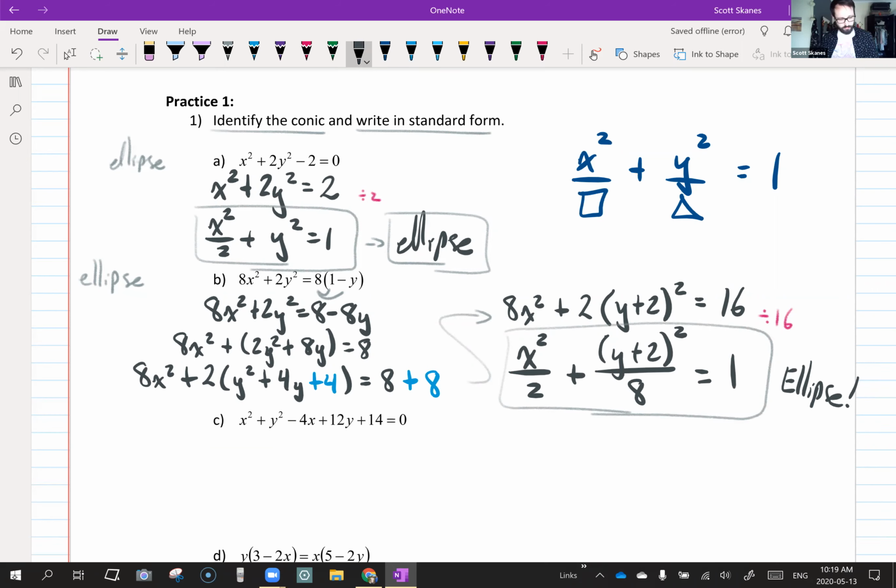How do I know? Because there is a plus in the middle, and we can see that there are 2 different numbers on the bottom here. If they were the same numbers on the bottom, then really it would be a circle. If it was a minus in the center, it would be a hyperbola. So hopefully I'm giving you enough review to know the differences.